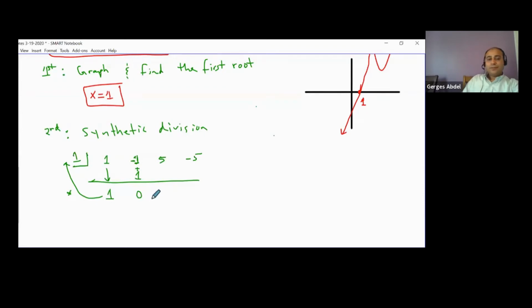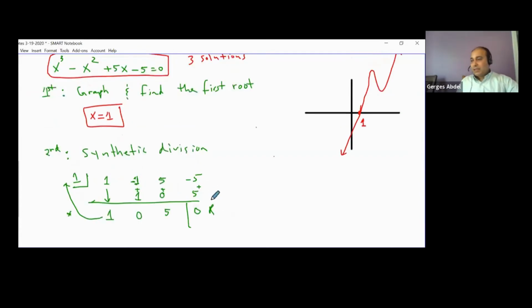Then you do the same thing. Multiply 0 times 1, which is equal to 0. 5 plus 0 equals 5. And do the same concept: multiply 5 times 1 equals 5. -5 plus 5 is equal to 0. And that will be the remainder. Remember, the remainder must be 0. It cannot be anything else in this kind of question.